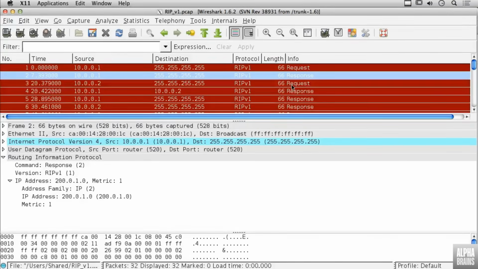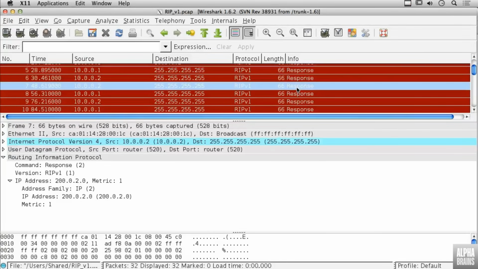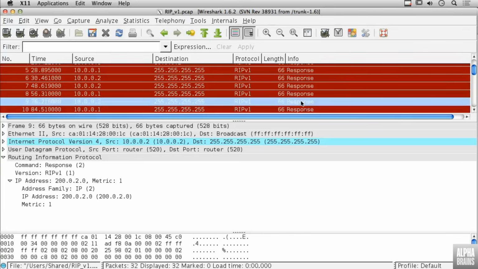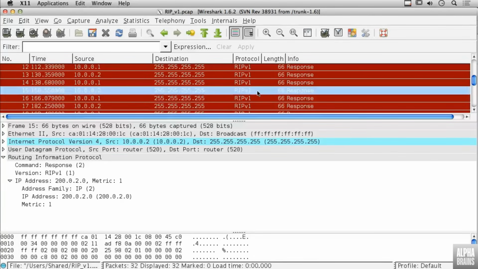So we continue to see request responses, and primarily this is all there is. We've actually got a series of networks in the 200 range, so we're going to keep sending out these different updates about how far away these networks are. Now, what you'll see here is you'll notice that there's not actually an indication of how big this particular network is. And the thing about RIP is it makes some assumptions about the size of the network based on the class of the IP address.